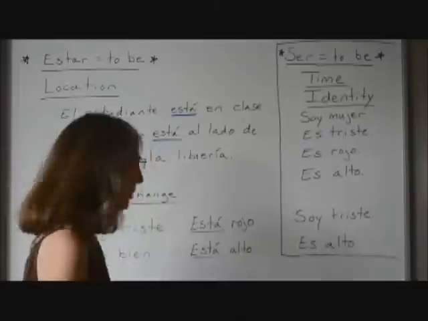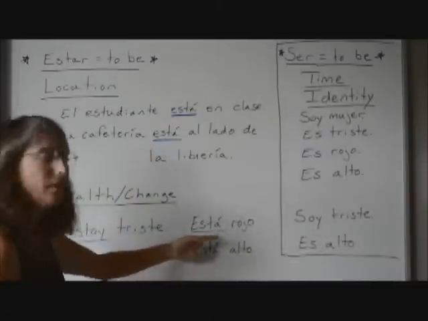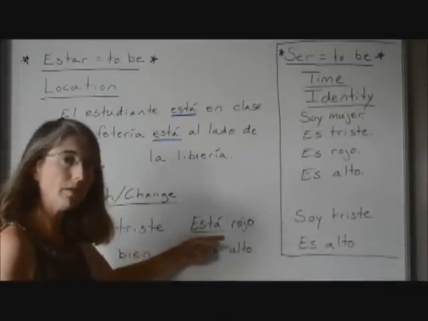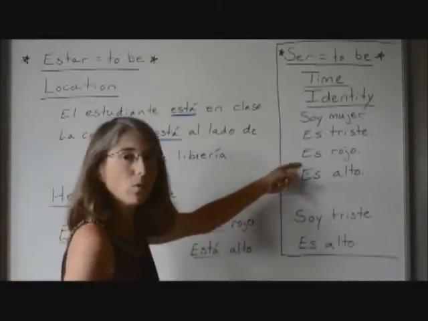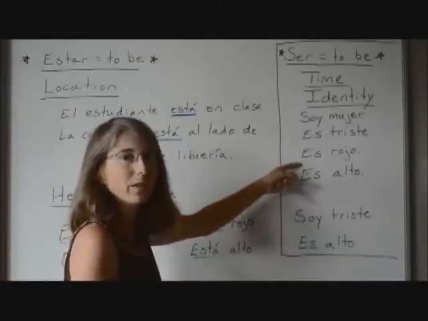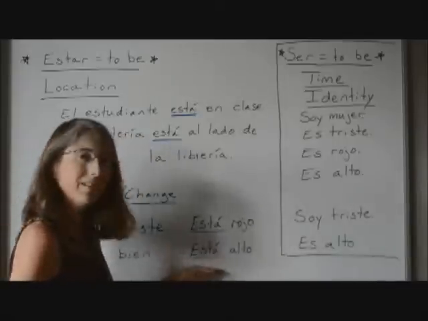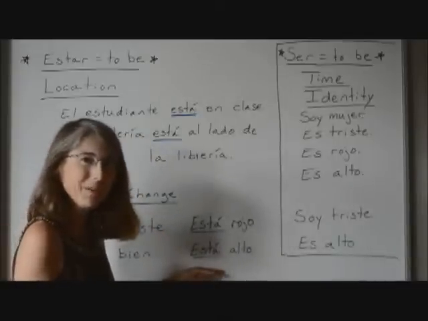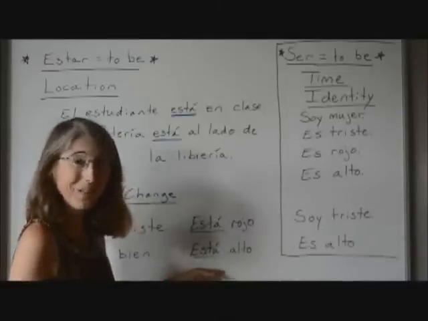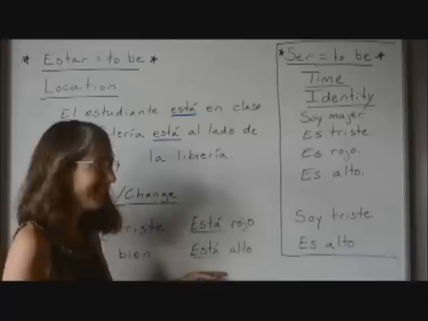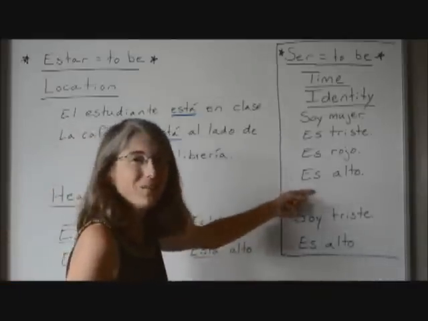Now let me show you an example. Está rojo, it's red, it didn't used to be red. Es rojo, it's red, that's just the way it is. Está alto. I've just seen my nephew. I haven't seen him since he was a little baby, and now he's about 6 feet tall. He's grown. Está alto. Es alto.